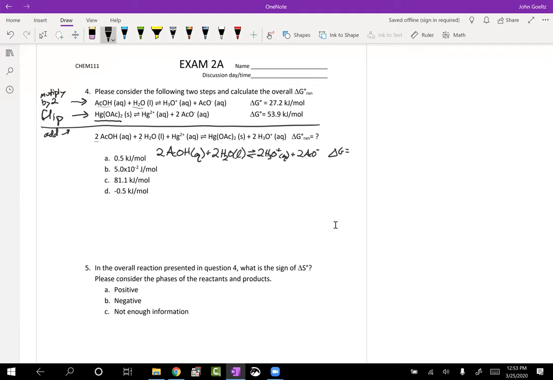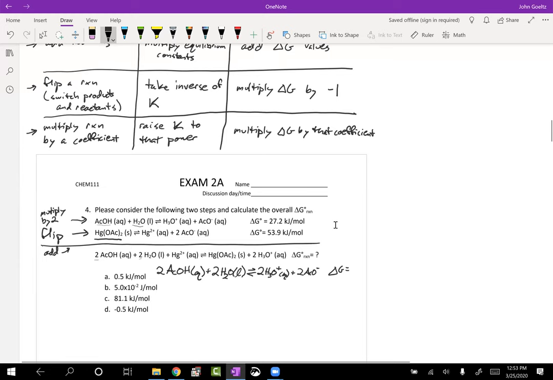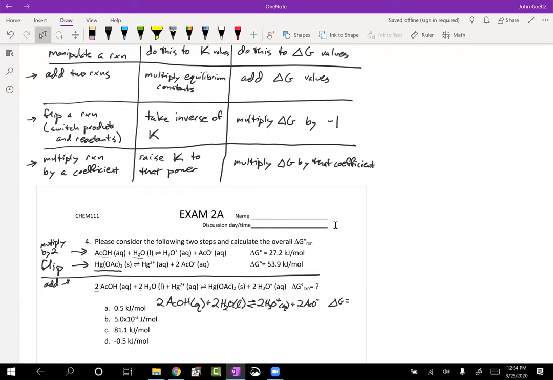So if I have this table when I'm doing this practice, this is not something you'll get when you do the exam, because I give you equations and constants and things like that. But what you will probably practice from is a table like this, where you say, if I multiply the reaction by a coefficient, what do I do to the delta G's? I multiply delta G by that coefficient.